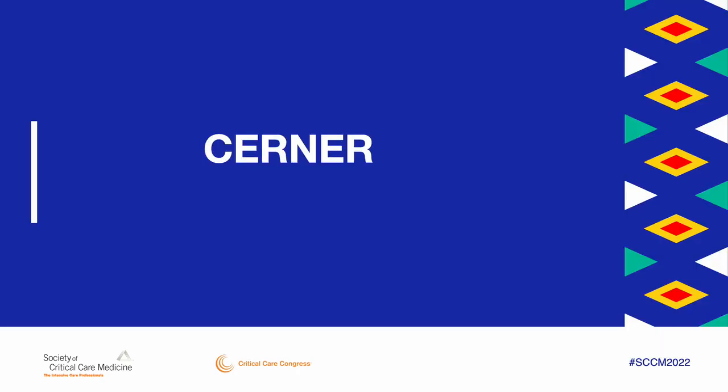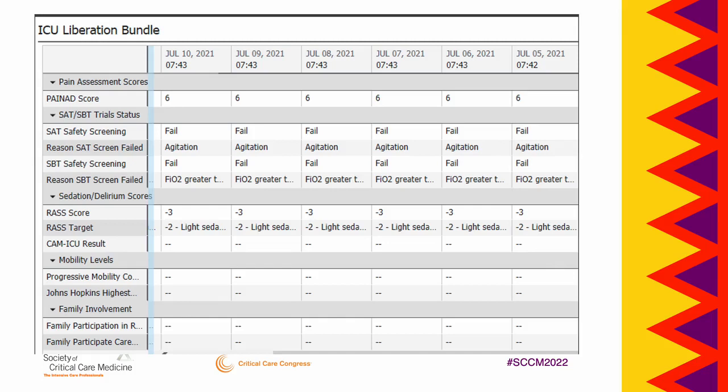So now we're going to move on and we're going to look at Cerner. So this is an example of what the flow sheet will look like in Cerner. So very similar to Epic. So it just shows that where the nurse would put in the patient's pain scores, they would document the SAT, the respiratory therapist would document the SBT, they would document the level of arousal, the nurse would put in the patient's delirium assessment, and either the nurse or the physical therapist would put in the patient's mobility scores, and the nurse would document the family.